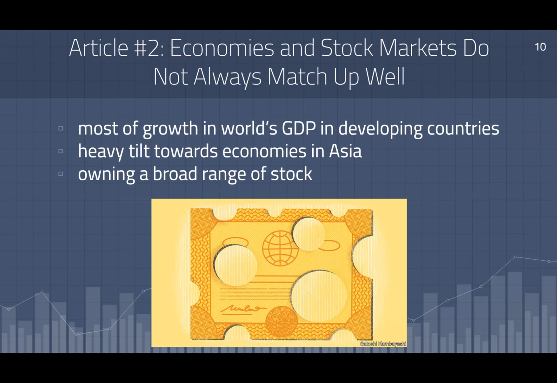It is light on exposure to the fastest growing bits of the world economy, notably in Africa. Instead, it has a heavy tilt towards economies in the Asian supply chain to rich world consumers. The article concludes that by owning a broad range of stocks, investors leave themselves less exposed to specific company, industry, or country risks.